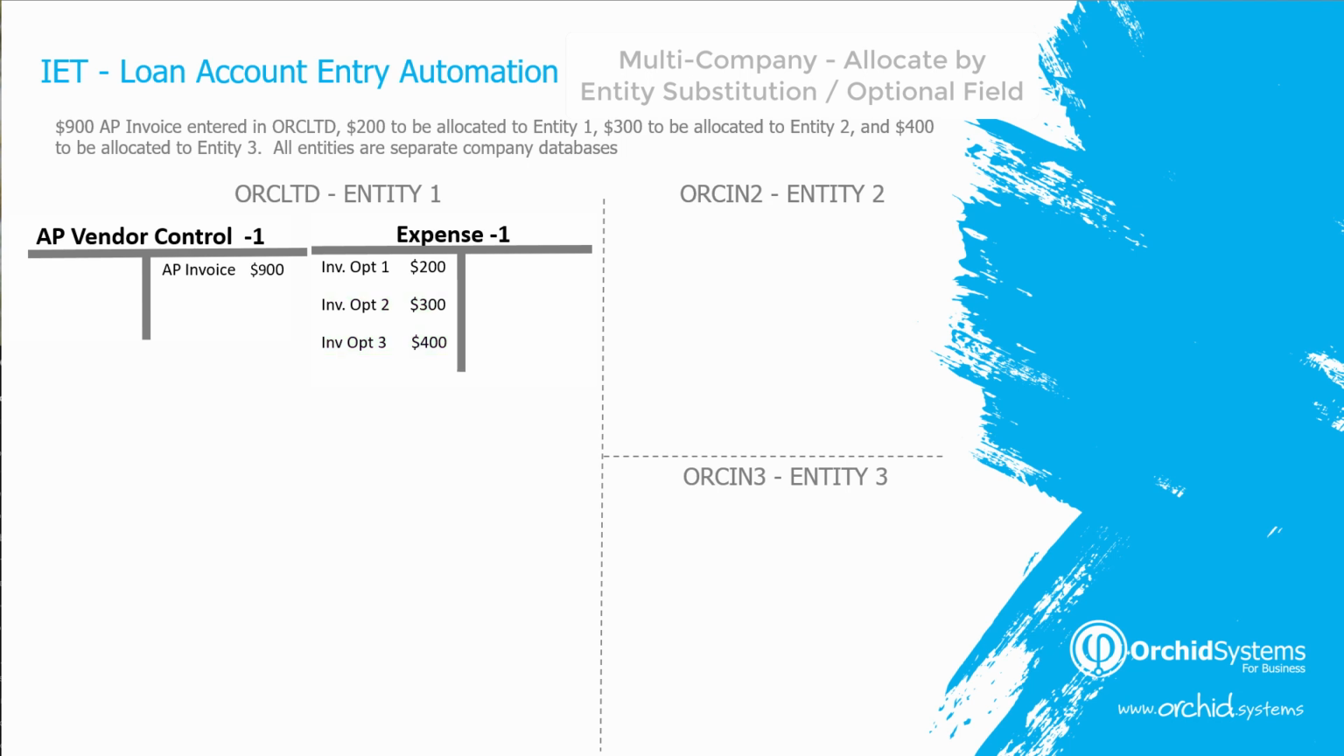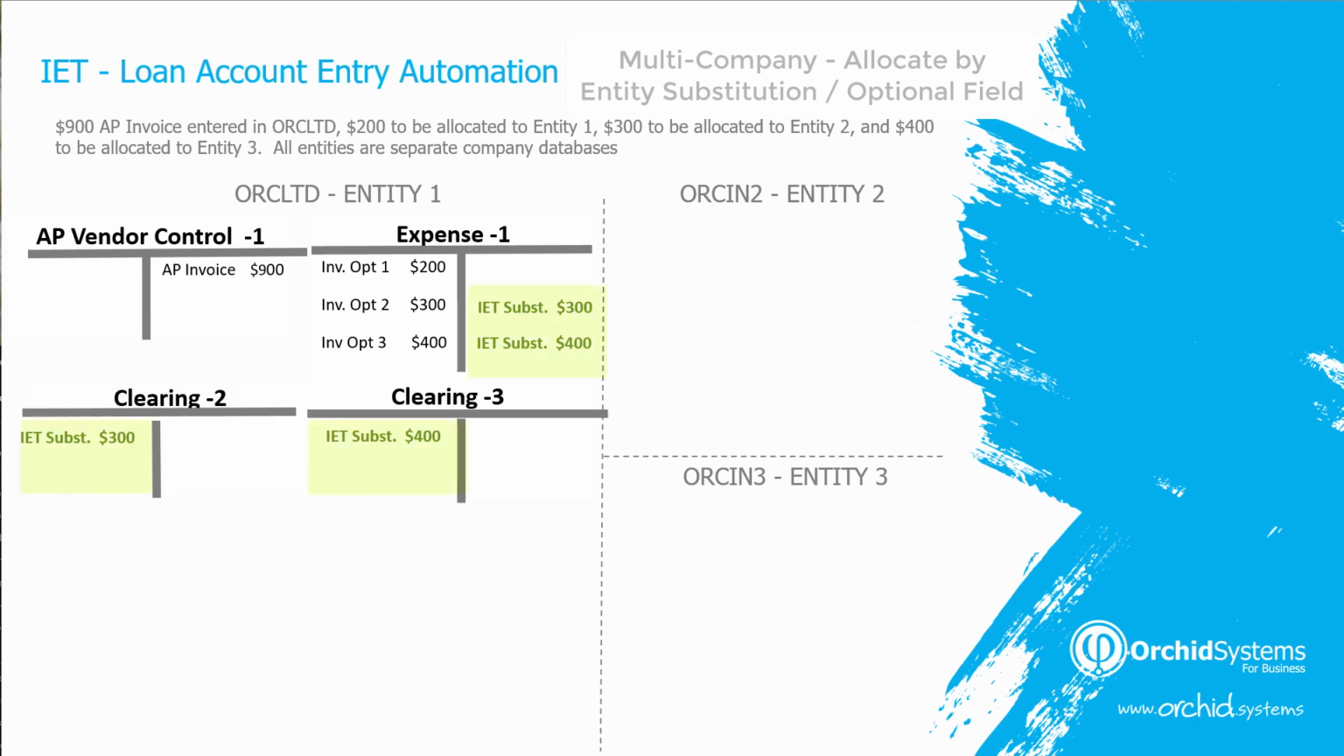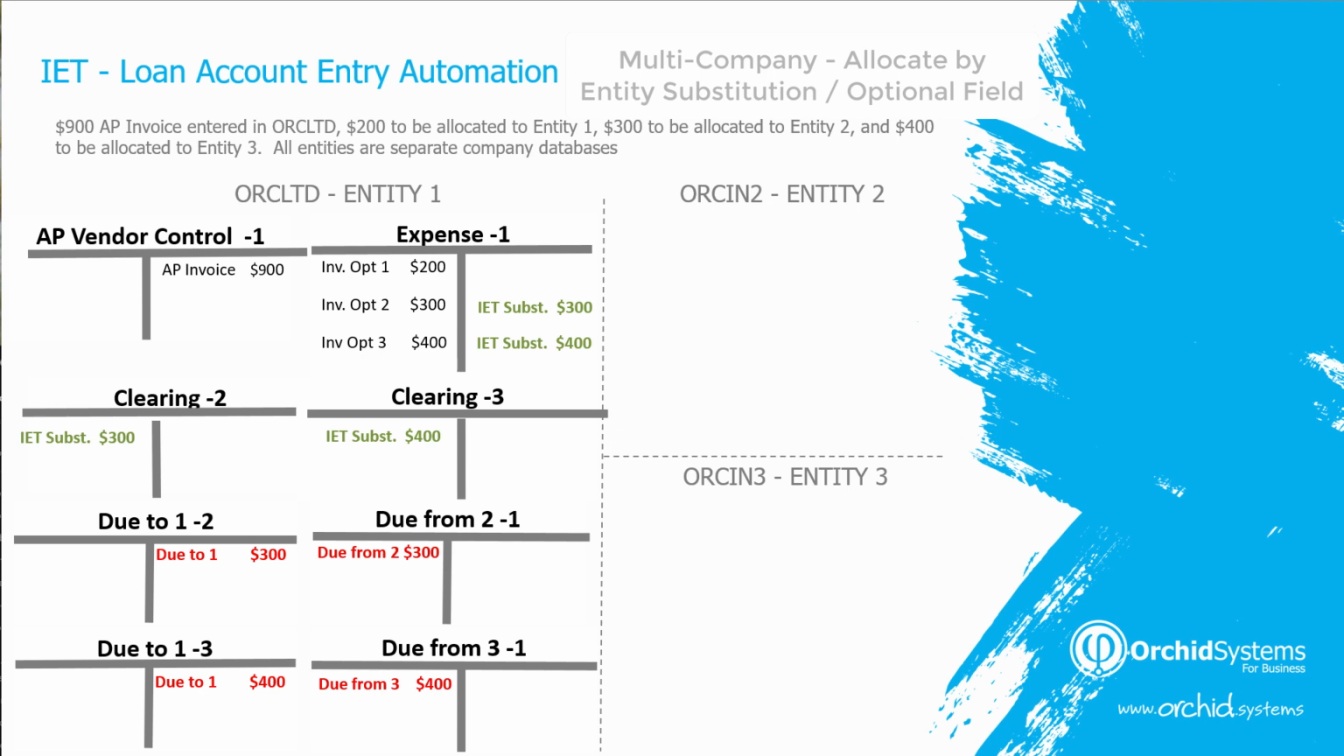When this batch posts in the GL, first inter-entity transactions will reverse the entity amounts belonging to target databases from the expense account belonging to entity 1 and put these values into the clearing account for entity 2 and entity 3. Then, inter-entity transactions will raise the due to and due from loan account entries between the different entities. So due to 1 in 2's books of $300 and due from 2 in 1's books of $300. And with respect to entity 3, we'll get due to 1 in 3's books of $400 and due from 3 in 1's books of $400.